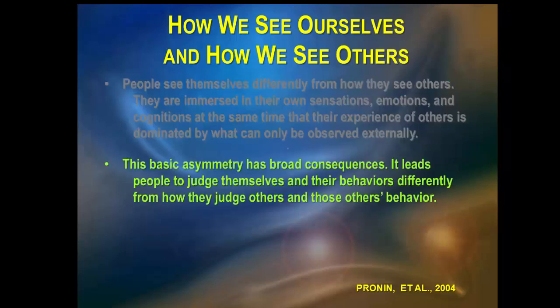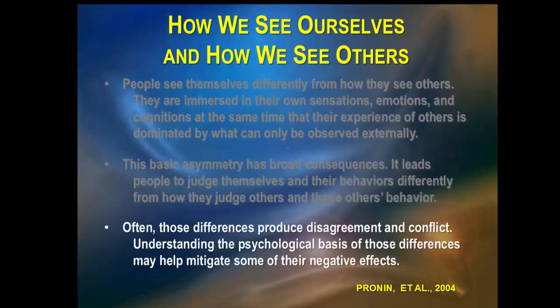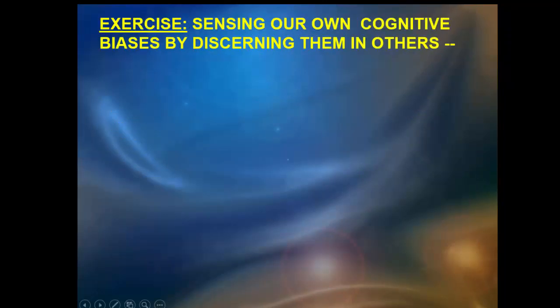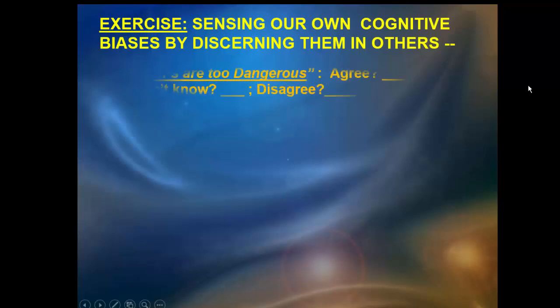And this basic asymmetry has broad consequences, leads people to judge themselves and their behaviors differently from how they judge others and those others' behaviors, and that can generate a lot of disagreement and conflict. And understanding what's going on, again, no blame, understanding what's going on may help mitigate some of those. So let's do a little exercise here. I'm going to pose you three questions, three issues that are basically technical questions, but which have now come into the social sphere. You don't need to answer out loud. Just do a little self-examination here for me.